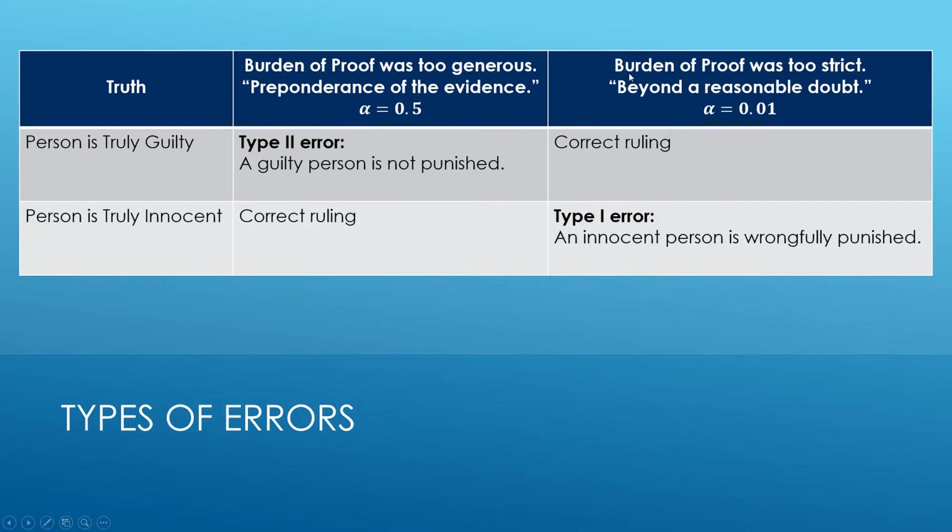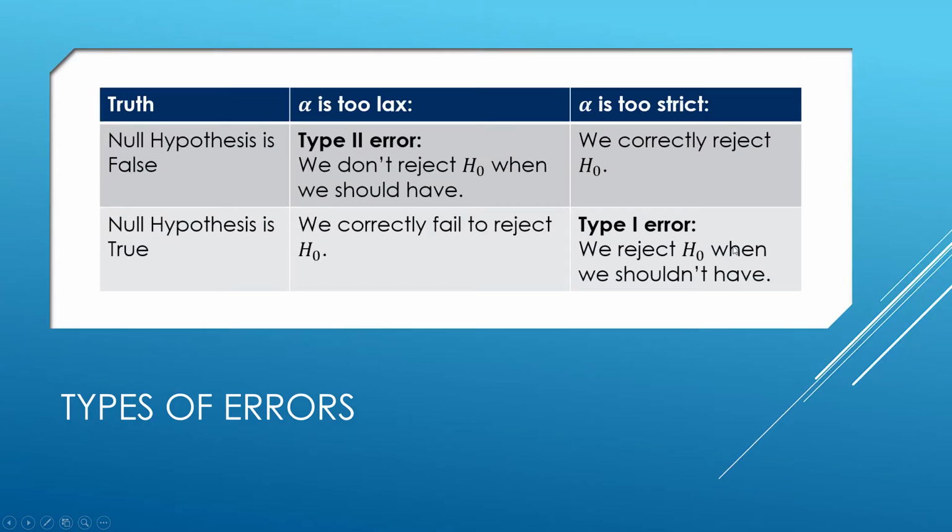On the other hand, if it's too strict, well, that's okay, right? The person's guilty. We found that they're guilty. Conversely, if your burden of proof is too generous or too lax, well, if they are innocent, that's not a problem. On the other hand, they might be wrongfully punished if it's too strict. The same will happen for our findings with alpha in general statistics. More to come in the next video.